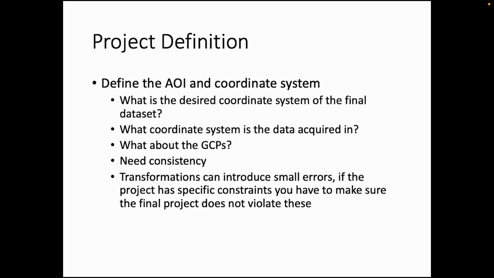And what am I going to need to, for example, what coordinate system am I going to take my GCP coordinates in? Am I going to use a UTM system or am I going to use lat-long? Those kinds of things. And if you do transformations, those are going to introduce some amount of small errors, not a huge amount of error, I would say, but some small errors. And so if the project has specific accuracy constraints, you're going to have to make sure that your final project doesn't violate those constraints. And the more transformations that you do, the more you're going to have problems with that. And so identifying what coordinate system the final project is going to be in right from the get-go is going to be important.